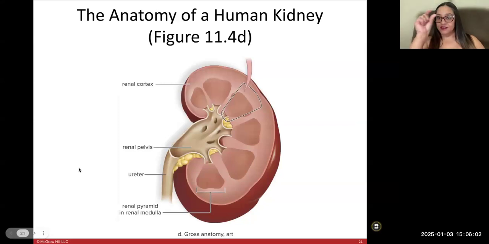The cortex is that outside, kind of looks like a muscly layer. The pyramids, they're shaped like pyramids. That whole part is the medulla. And all of that drains into the renal pelvis, which then moves on to the ureter.